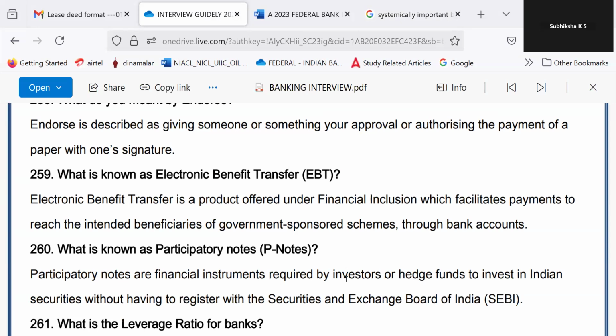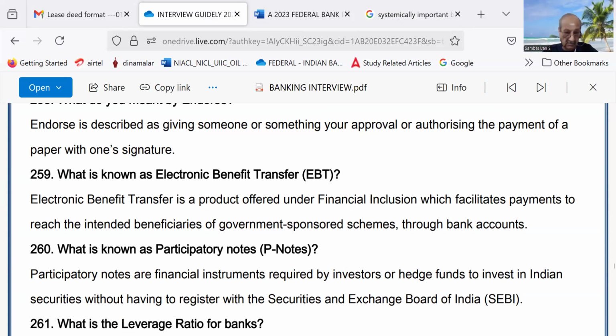Question 259. What is known as electronic benefit transfer (EBT)? Electronic benefit transfer is a product offered under financial inclusion which facilitates payments to reach the intended beneficiaries of government sponsored schemes through bank accounts.